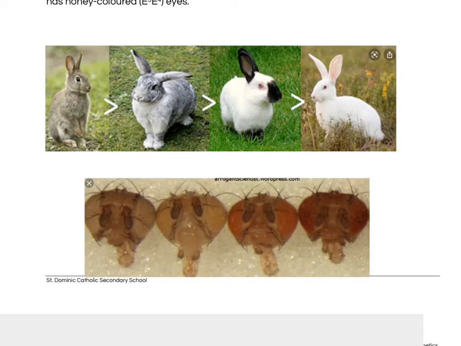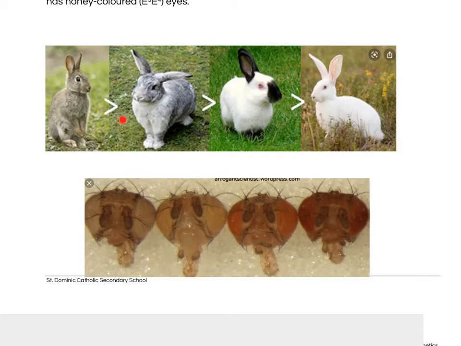For example, I've picked out a couple of pictures here with rabbits and with fruit flies. Let's look at the rabbits first. Here are the names of these different rabbits. We see a lot of rabbits in our backyards that tend to look like this guy. This guy is an agouti rabbit, that's what the color is referred to. Then we have the chinchilla rabbit phenotype, the Himalayan rabbit phenotype, and then the albino rabbit phenotype.